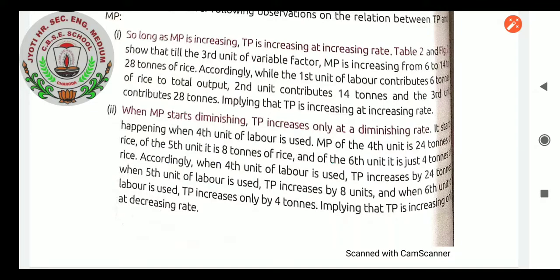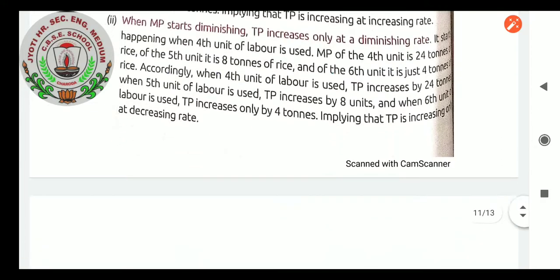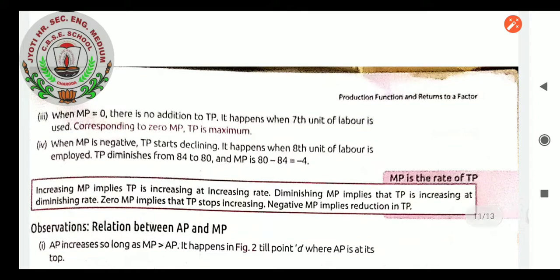It starts happening at the fourth unit, as I already explained, 84 is the last. After 84, when the MP starts declining from 0 to -1, the TP also decreases from 84 to 80. So that is known as diminishing. When MP equals 0, there is no addition to TP. It happens when 7 units of labor are used. Corresponding to MP 0, TP is maximum. TP is highest at the point where MP is 0, and after that MP will become negative. When MP is negative, TP starts declining. It happens when 8 units of labor are employed.